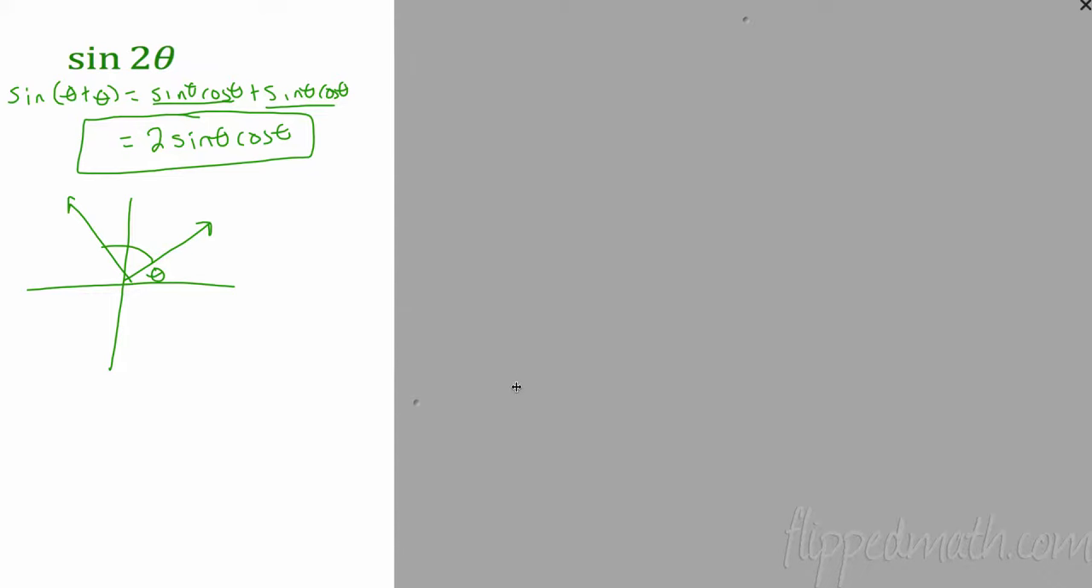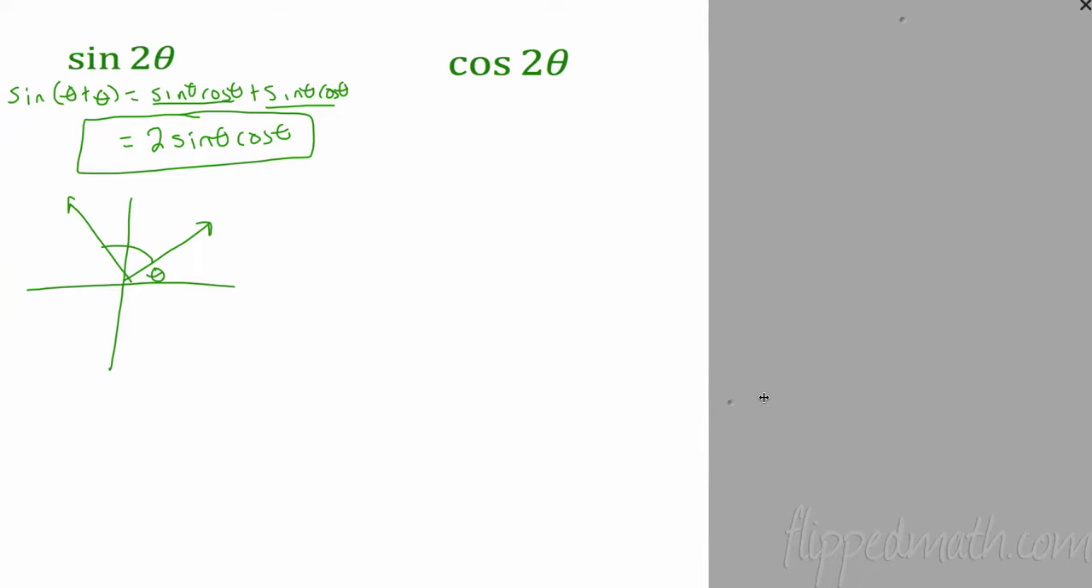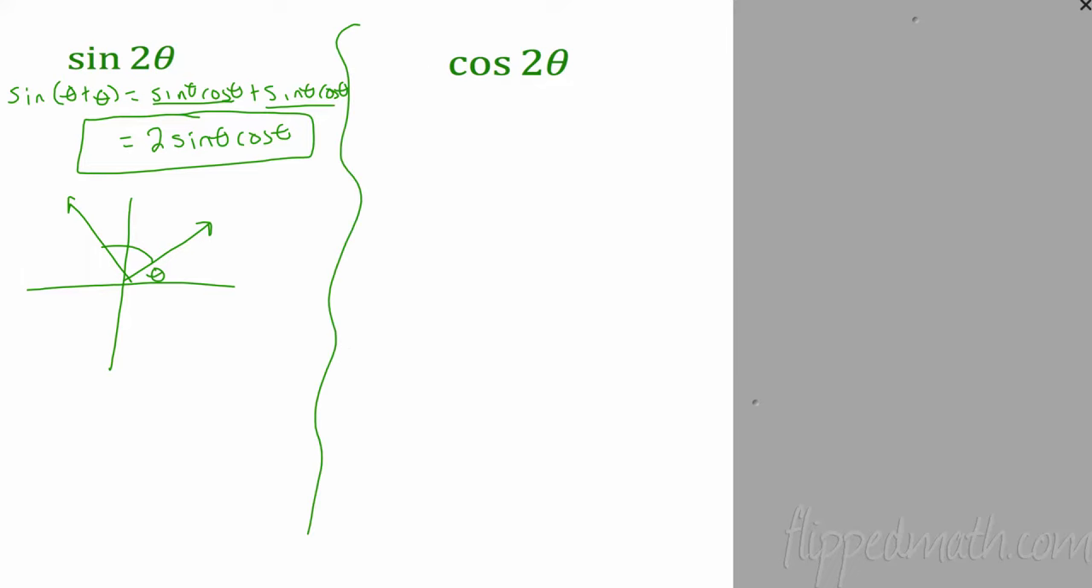Wouldn't it be great if we had something for, I don't know, cosine of 2 theta? And yes, I agree, it would be amazing. So let's try one for cosine of 2 theta. Let's see what we can do. Cosine of 2 theta is the same thing as saying cosine of theta plus theta. So what's my sum formula? Well, that is the cosine of the first angle times the cosine of the second angle, which in this case is the same thing, minus sine of the first angle times sine of the second angle, and again, that's the same thing. Well, we have two of that. That is going to be cosine squared theta minus sine squared theta.